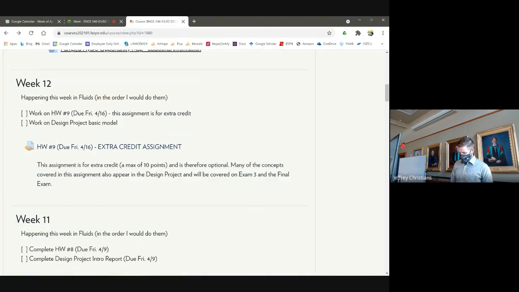Okay, the last thing to just mention, homework number 9. Homework number 9 is due Friday, but it's going to be an extra credit assignment. It uses a lot of the things that we're going to be talking about, things that you'll be doing in more depth as part of your design project anyway. I tried to make it a little bit different, so they're not going to be exactly the same types of calculations as the design project, but it's obviously on the same material.